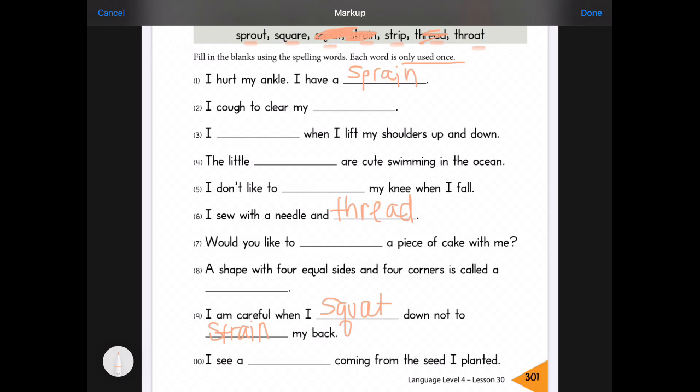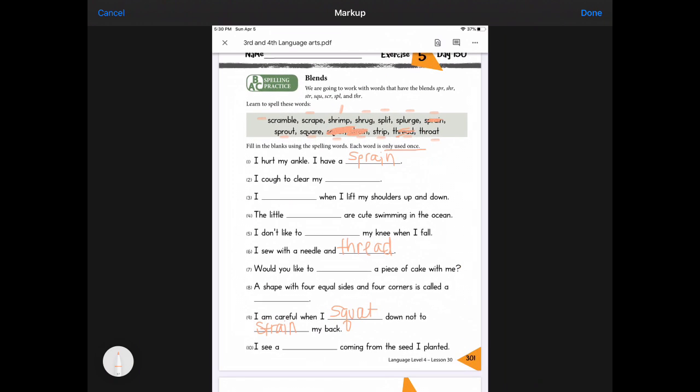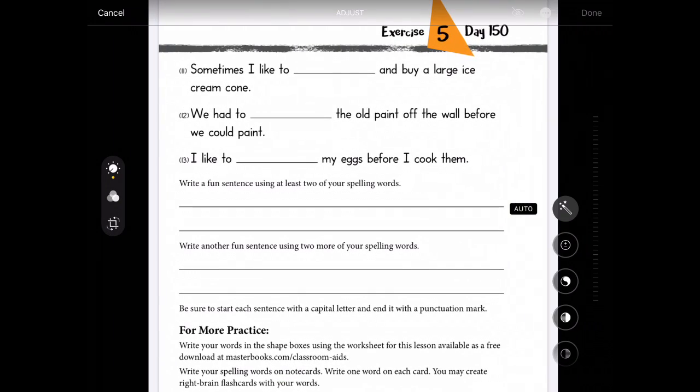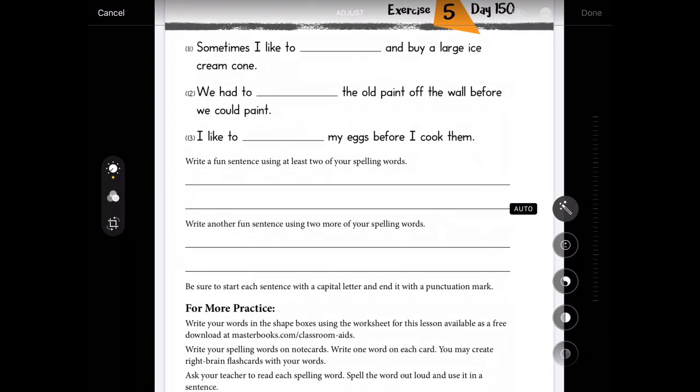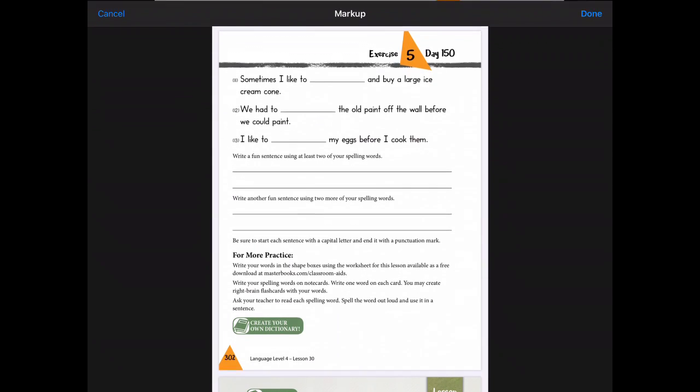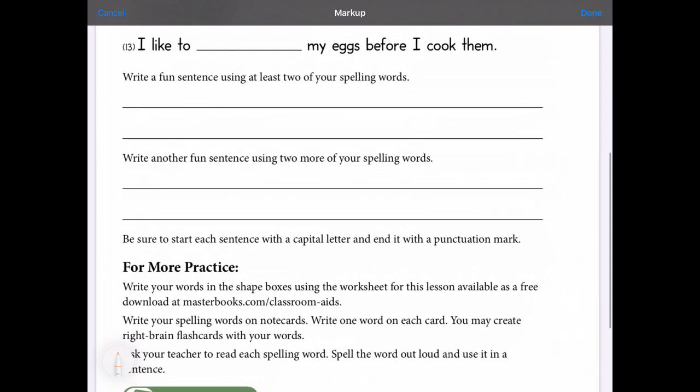All right, so I think the rest of these will be easy. This is continued on page 302. So you have the rest of the fill-ins, 11, 12, and 13, on the back on page 302. And you don't have to worry about doing this bottom section right here, the write a fun sentence and stuff. Don't worry about that. Just do your fill-ins.